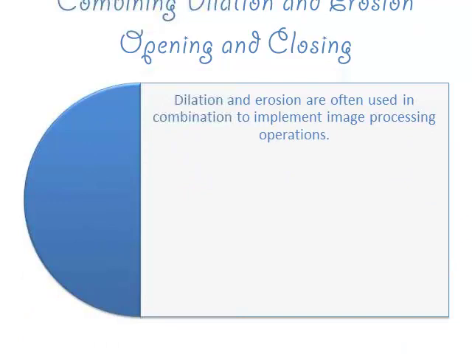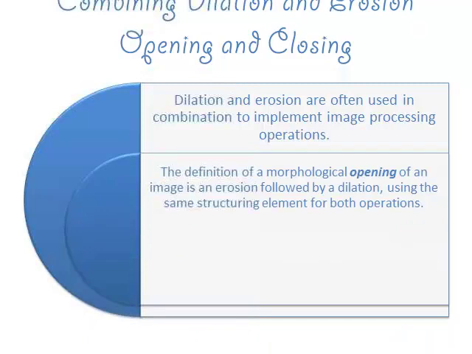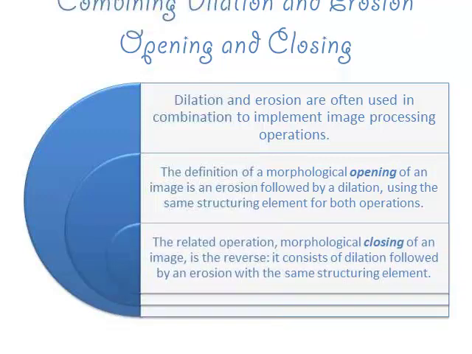Dilation and erosion are often used in combination to implement image processing operations. The definition of a morphological opening of an image is an erosion followed by a dilation using the same structuring element for both operations. The related operation, morphological closing of an image, is the reverse. It consists of dilation followed by an erosion with the same structuring element.